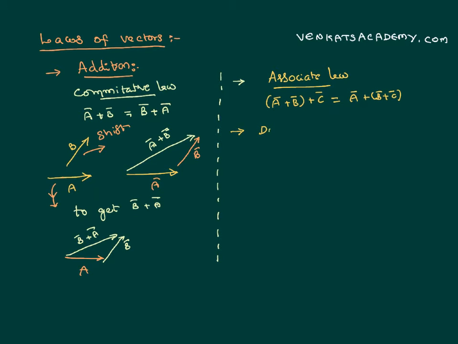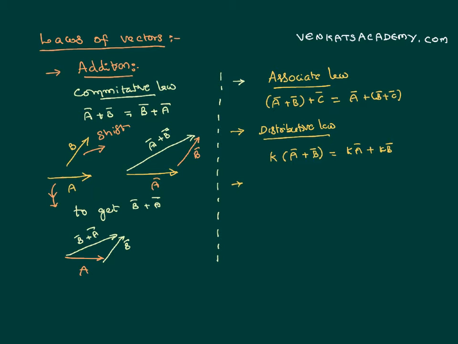We also have another law called the distributive law. It is simple. Say you have a constant k. You want to multiply it with the combination of a bar plus b bar. You multiply that constant with a bar, multiply that constant with b bar separately, and the summation of the two vectors is going to be the same. This rule is called the distributive law.